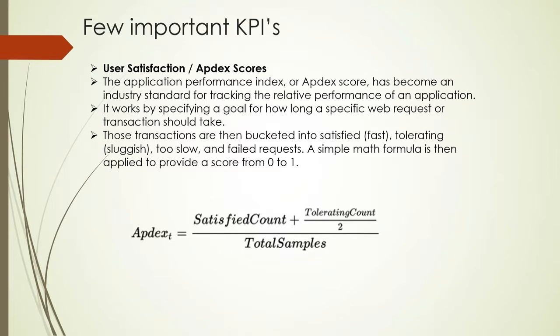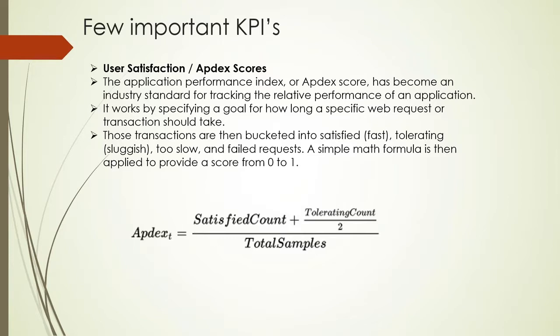So you can see this user satisfaction or application performance index score. Nowadays this is a very popular KPI, which talks about the application satisfaction score. So how does it calculate it? It segregates the web requests into three categories. First is the fast request, which meets your SLA. Second is the sluggish category, which is slightly beyond your SLA. The third is the too slow, which is breaching your SLA, right?